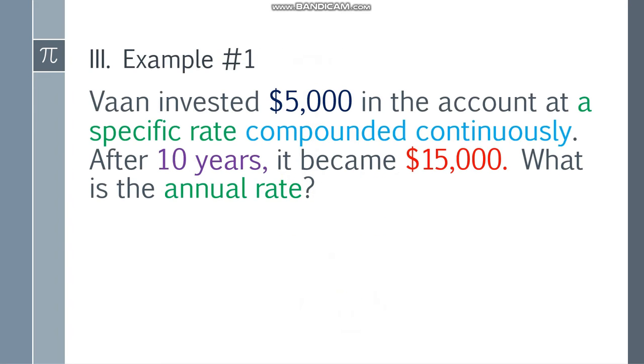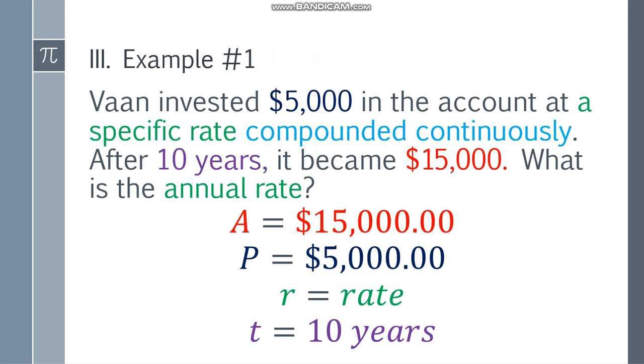Let's have the first example. Vaughn invested $5,000 in the account at a specific rate compounded continuously. After 10 years, it became $15,000. What is the annual rate? So let's have the given. A will be $15,000. P will be $5,000. r will be the rate, and t will be 10 years.